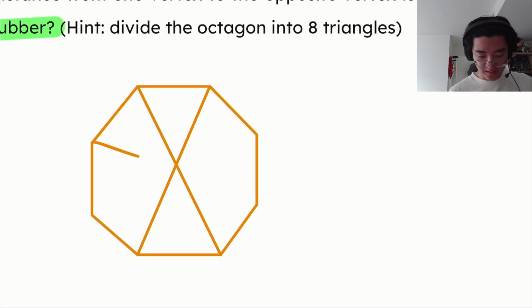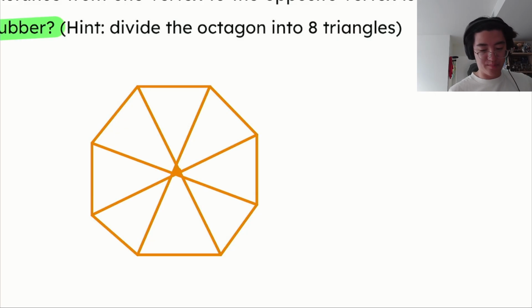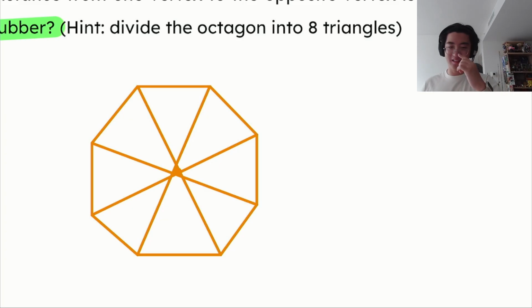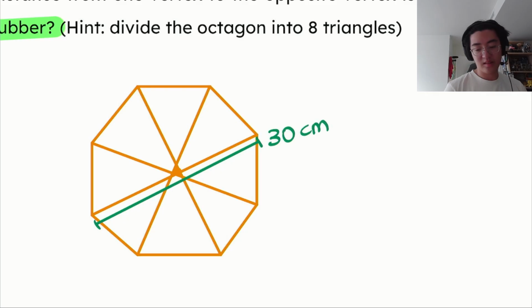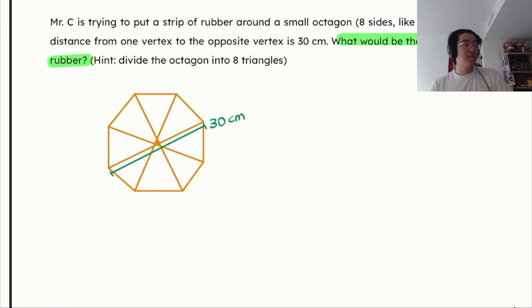If we do vertices, wow, this is not very octagon. In an ideal world, I'm perfect at drawing. Let's just pretend that they are all 8 equal triangles. Again, this length here is 30 centimeters. So now what do we do?